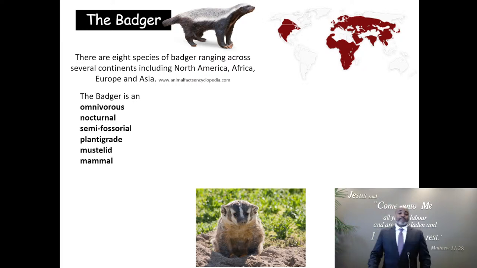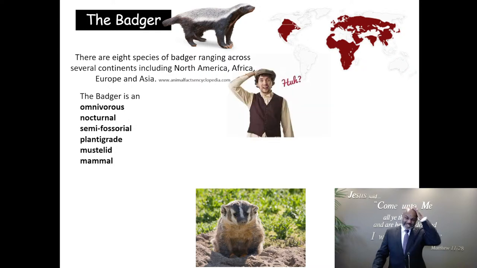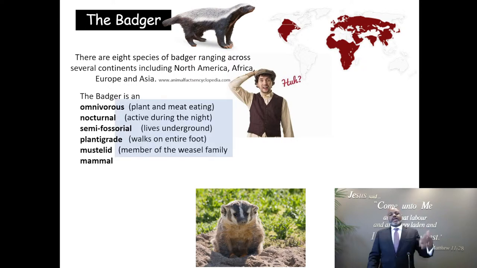Okay, now a badger is an omnivorous, nocturnal, semi-fossorial, plantigrade mustelid mammal. Huh? What does that mean? Okay, you know what? We'll explain it. Okay, a badger is a plant and meat eating, omnivorous, active during the night, nocturnal, lives underground, semi-fossorial, walks on its entire foot, means it's a plantigrade, and it's a member of the weasel family, so it's a mustelid. The first part's a little more difficult than when you get the explanation. So it likes to eat plants and meat, goes out at night, lives underground, walks on its feet, member of a weasel family.